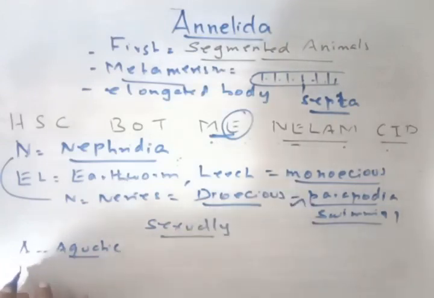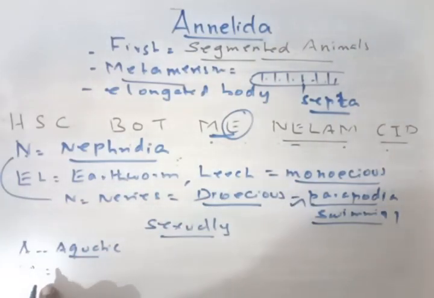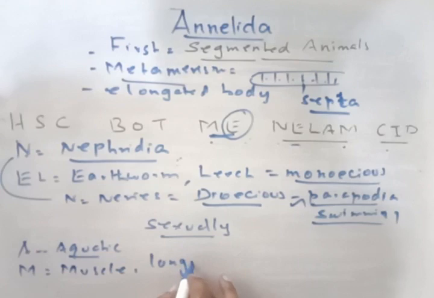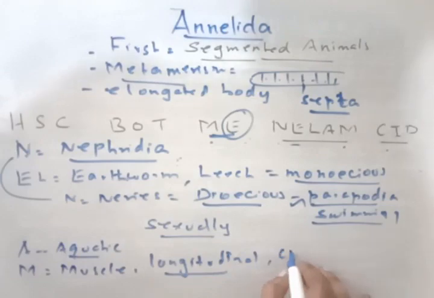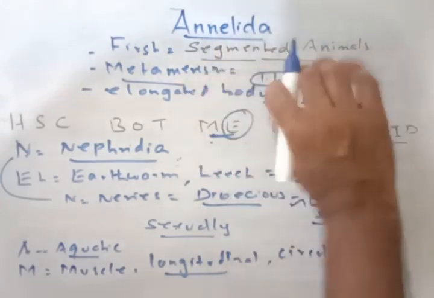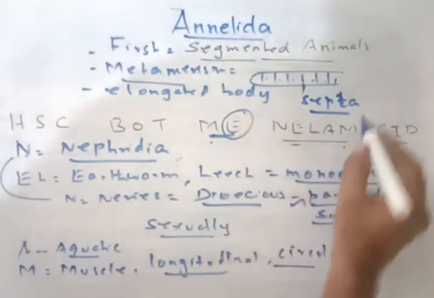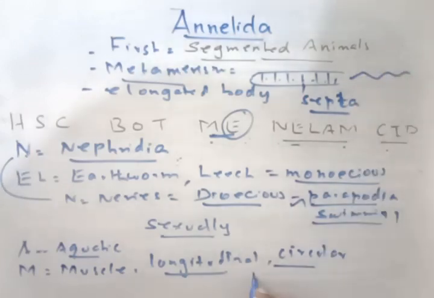Then M is very important. The M part we have to study in depth. The M part is about the muscles. The muscle is longitudinal, that is, lengthwise, as well as circular. If you see the earthworm, the muscle is longitudinal and circular. This longitudinal and circular muscle helps in locomotion. It will move like this. So the locomotion organ of the earthworm and all these annelids is the longitudinal and circular muscles. This is very important.